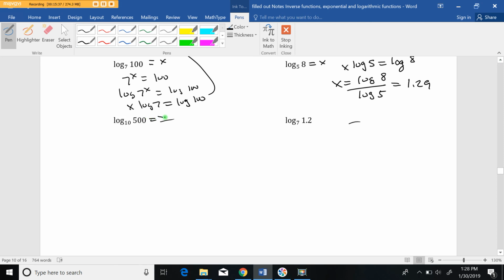Again, write this equals x. Next step, 10 to the x equals 500. Take the log of both sides. This one right here, write this equals x. Next step, 7 to the x equals 1.2. Take the log of both sides. Should be good to go.